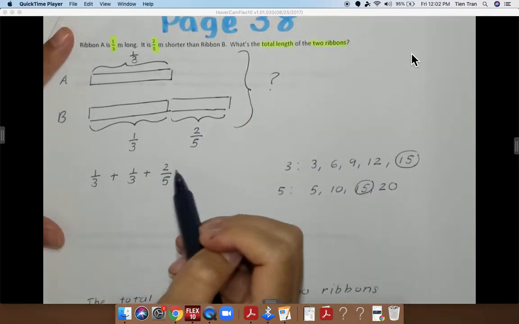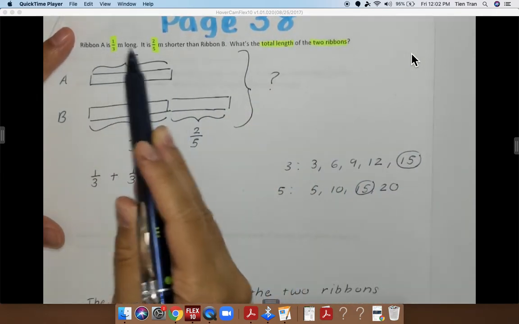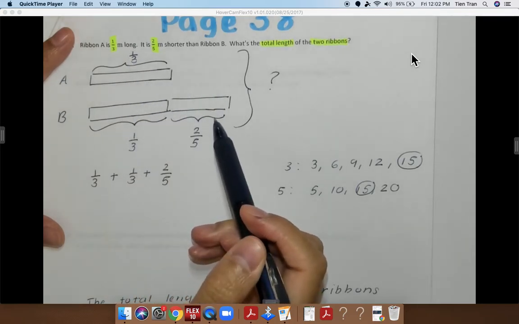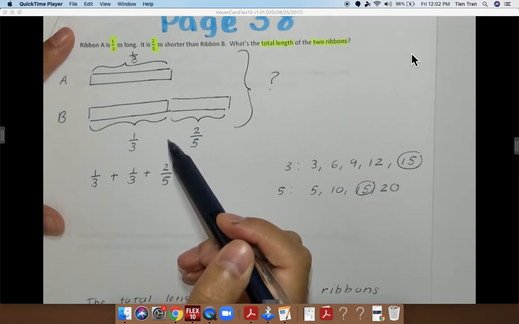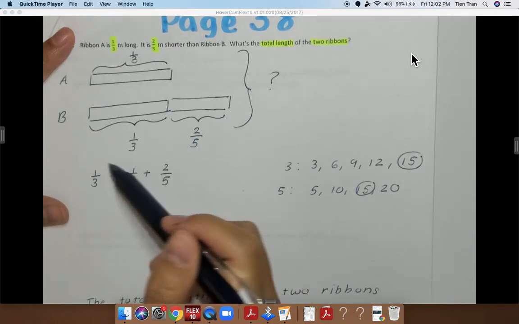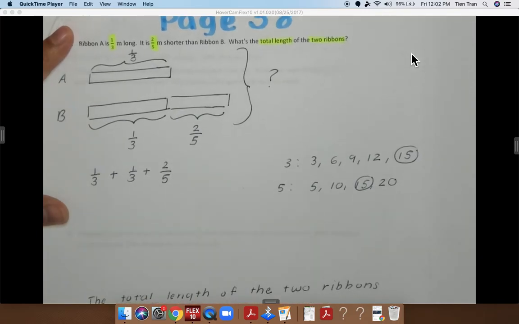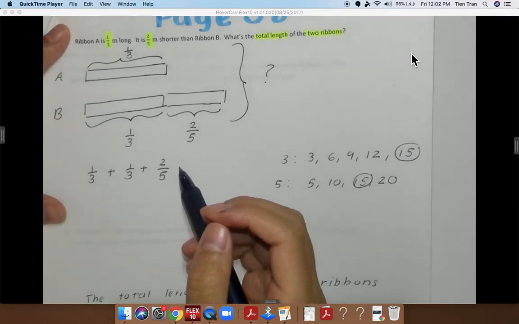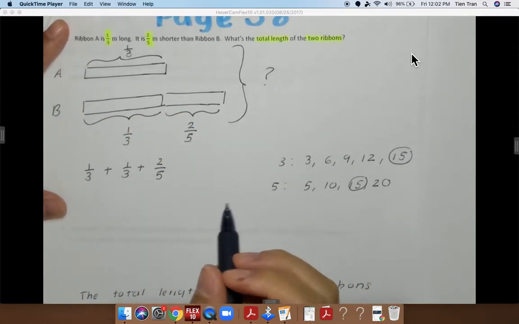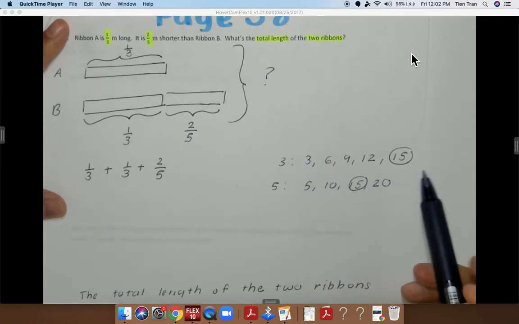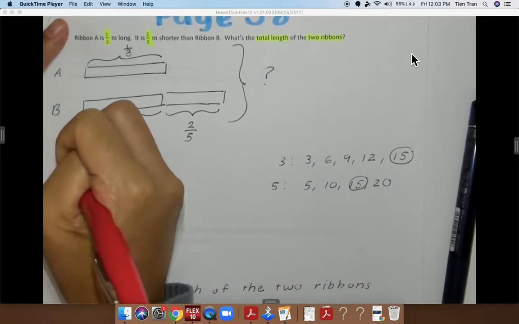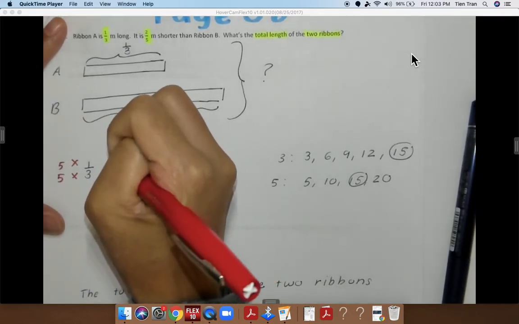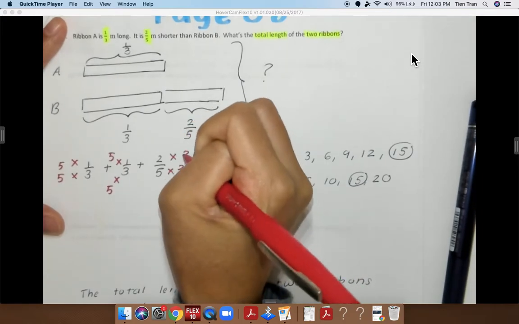So I'm going to add all of these numbers together, 1/3, because that's how much ribbon A is. And then it says ribbon A is 2/5 shorter than ribbon B. So what I need to do is make sure that I add all of these numbers together, and then I am going to subtract. So I have 1/3 plus 1/3 plus 2/5. My common multiple for 3 and 5 is going to be 15. So I'm going to make sure I multiply my numbers to get 15. So this one I need to multiply times 5, times 5, times 3, times 3.